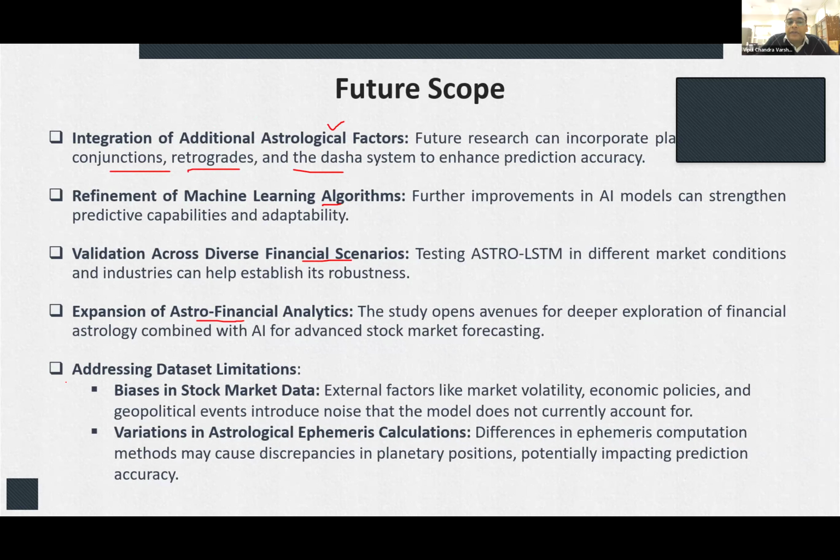Talking about the limitations and biasing of my dataset, the stock market may depend on many factors like economic policies, government policies, and geopolitical events like COVID and all. Talking about other variations, it may be due to ephemeris calculations. There are several ephemeris available like Ganesh Apa and Rishikesh Panchang. They all have basic differences. Sorry, sir, this was all.